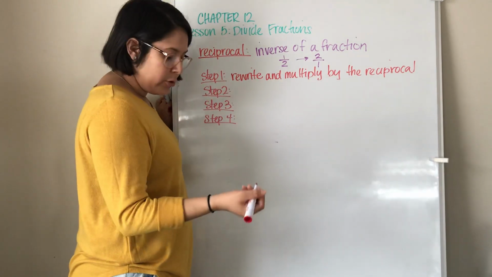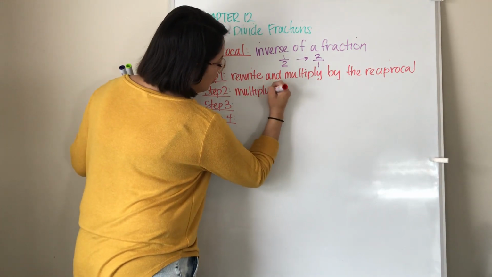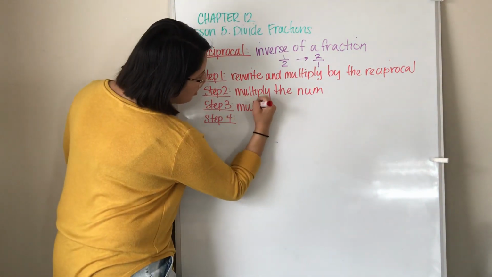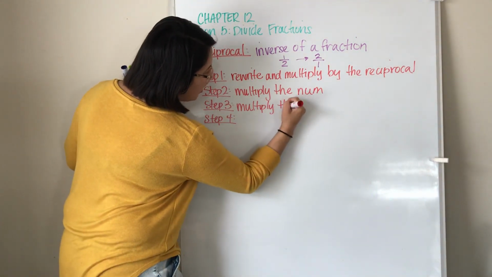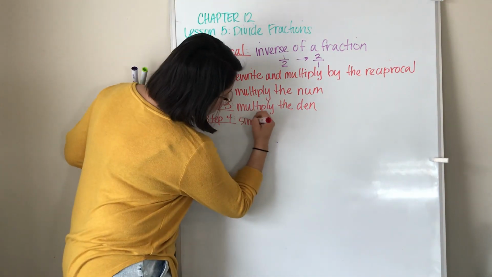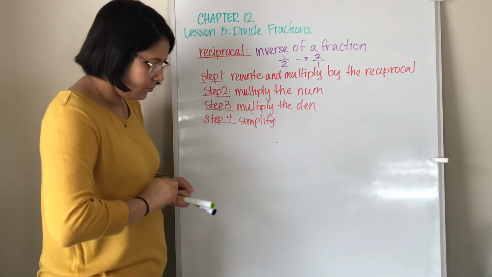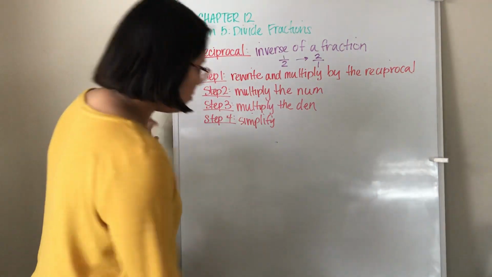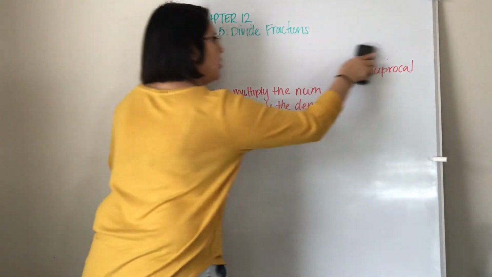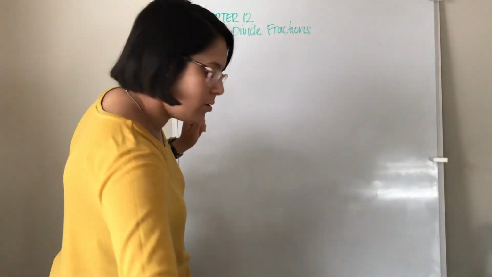Step 2, you guys already know. Step 2 through step 4, you multiply the numerators. I'm going to put num for numerator, then multiply the denominators is the next step, den for denominator. And then you're going to simplify. You guys already know how to do all of this. Step 1 is the only new part. Okay, so I'm going to erase this. Sorry, I went a little fast there. You can always pause it if you need to.